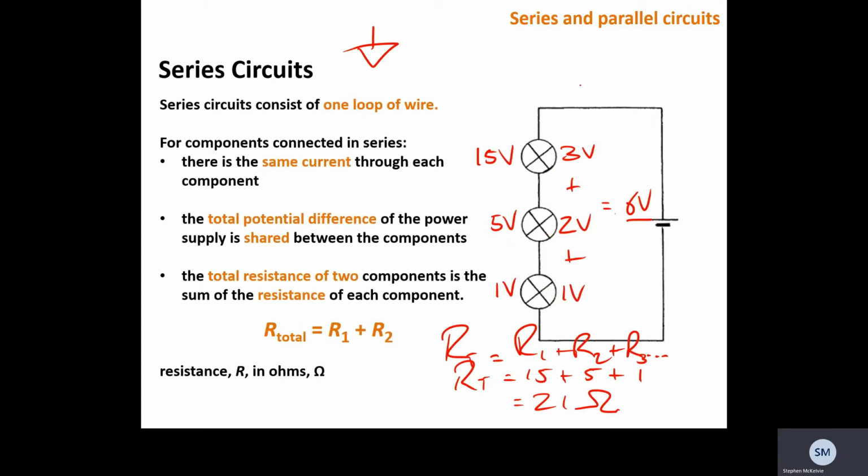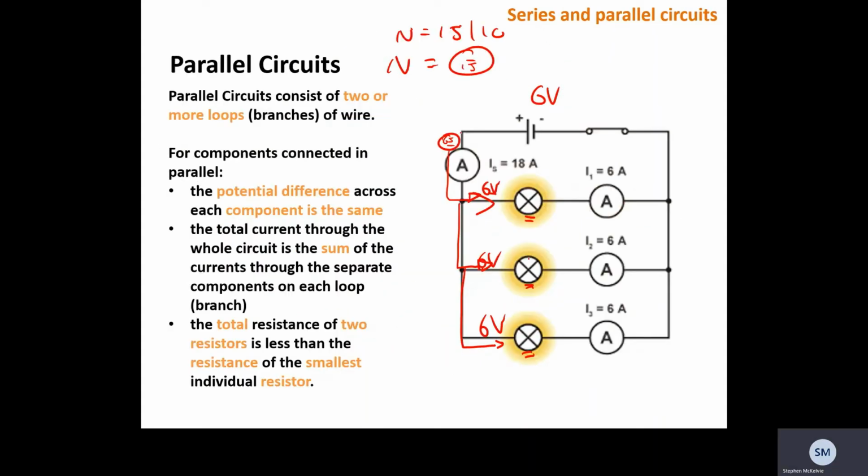In a series circuit, if I have a coulomb of charge carrying 6 volts, this coulomb must first travel through this bulb, then this, then this. It must share out its voltage at each of those bulbs, meaning that each of these bulbs will get a little piece of the 6 volts. In a parallel circuit, the coulombs will split at a junction, but they will still have the same amount of energy. The potential difference across each, not each component, each branch is the same.